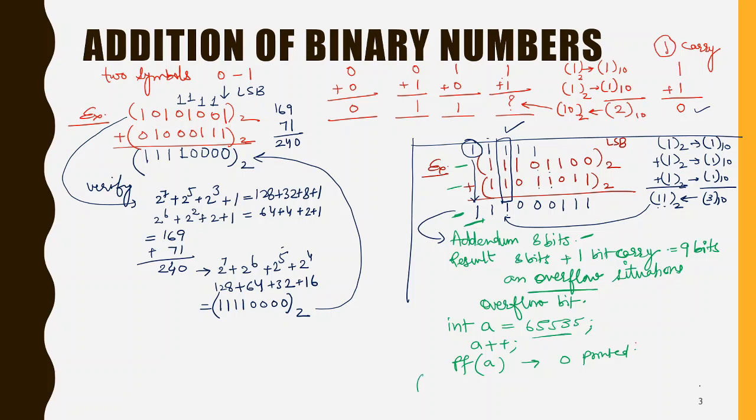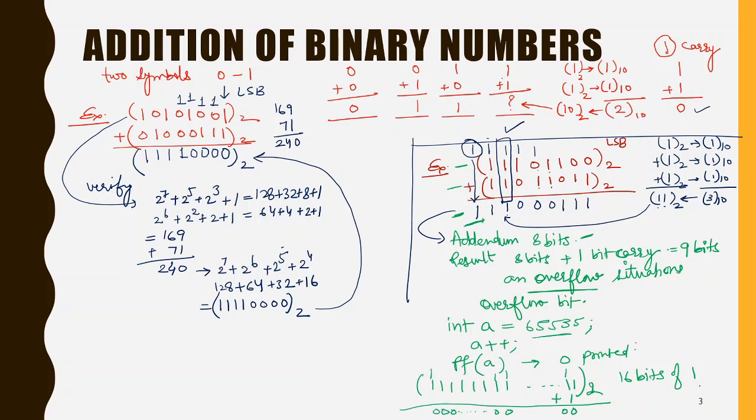For a 16-bit number, 65535 means 16 bits of 1. And if you add 1 to it, 1 plus 1 becomes 0, carry is 1. 1 plus 1 becomes 0, carry is 1. 1 plus 1 becomes 0, carry is 1. 1 plus 1 becomes 0. So this whole thing becomes 0, 0, 0.